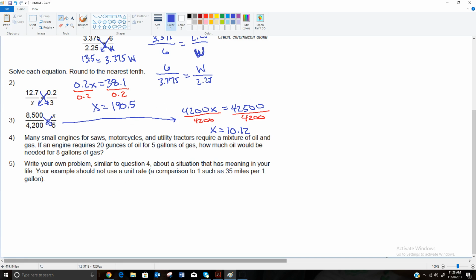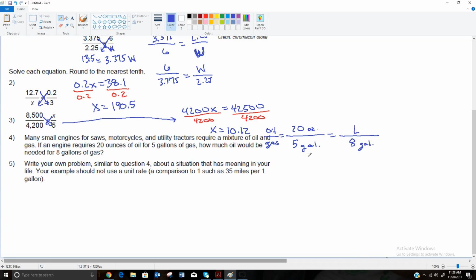So it says if an engine requires 20 ounces of oil for 5 gallons of gas, and again this is oil to gas, and we just have to make sure that we set up the other proportion the same. So we put the oil on the top, the gas on the bottom. So over here, how much oil would be needed? So we don't know how much oil. I'm going to put L for oil because O would be a bad choice for a variable since it looks like a 0. So I'll put L for oil, and then we have 8 gallons of gas.